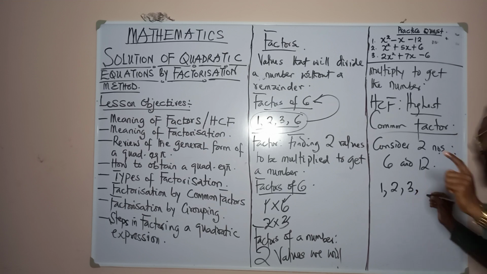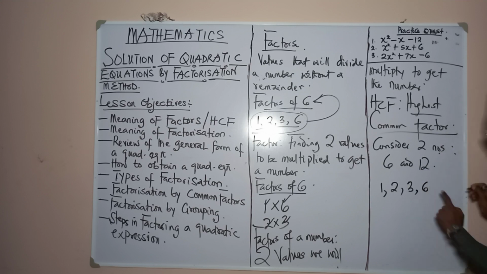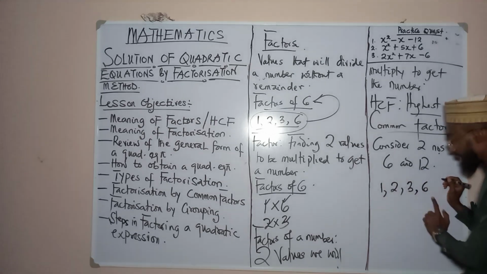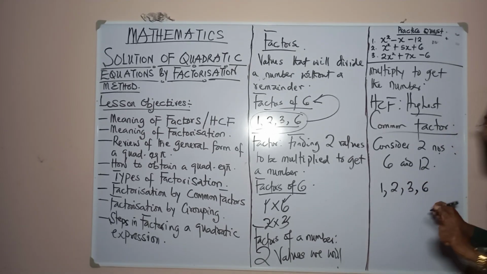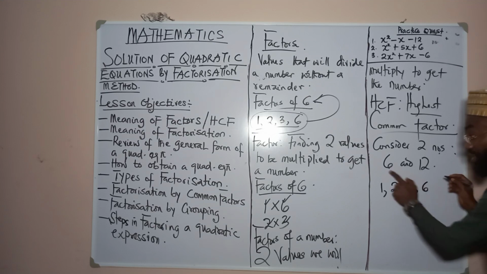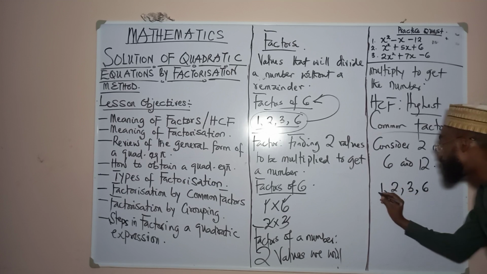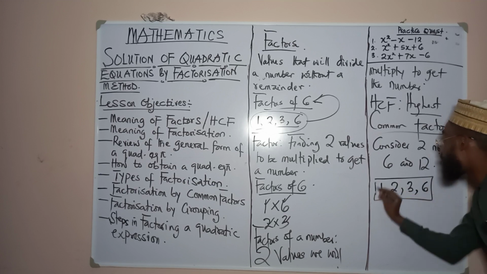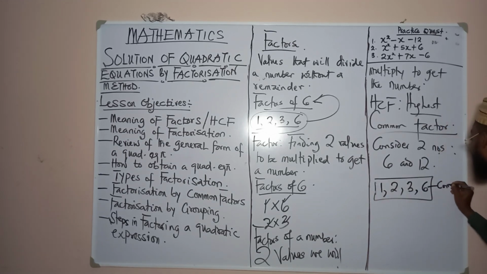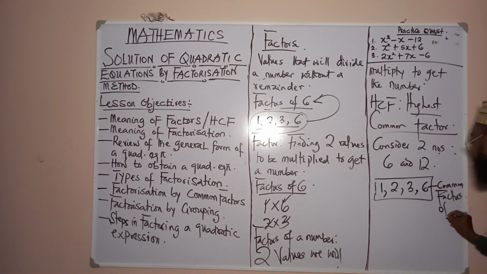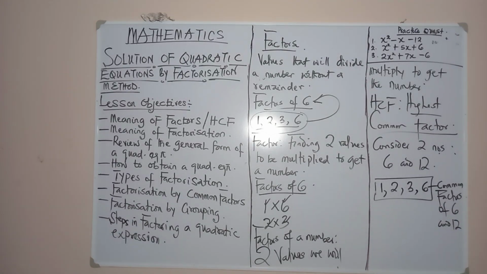Then, 5, let's check again, 6. 6 is a common factor. 6 can go into 6 and 6 can also go into 12. So, I don't think there's any other number that can go into both of them because once the number is bigger than 6, it can no longer go into it. So, these are called common factors of 6 and 12.